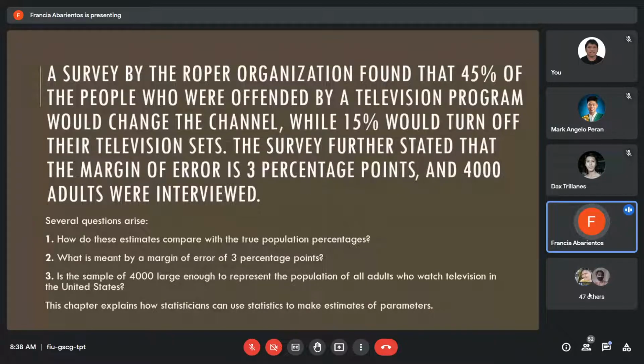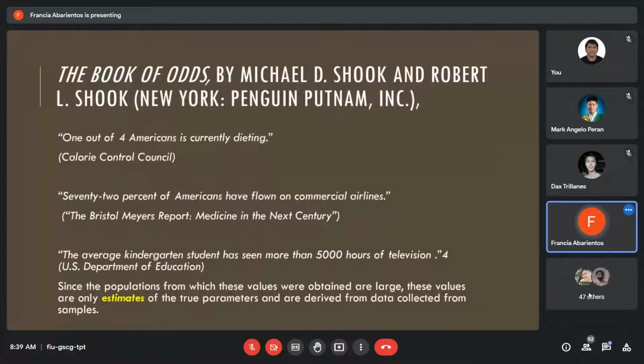Take note, yung ano natin dito, class, we have a margin of error. Papasok dito yung margin of error and the sample. Sample as well as the estimates. Okay. Another example. So here is the different population, statement wherein the population from which these values were obtained are large, and the values are only estimates of true parameters. This is derived from the data collected from the samples.